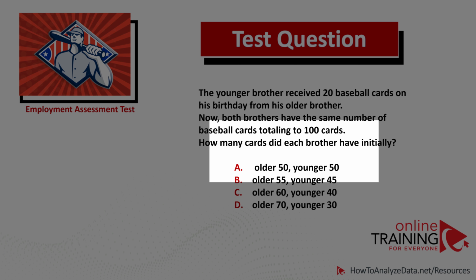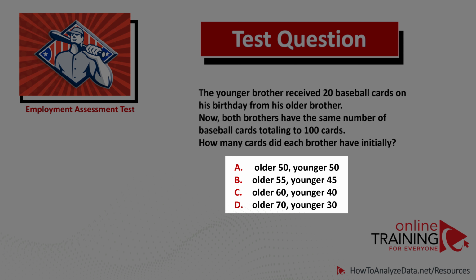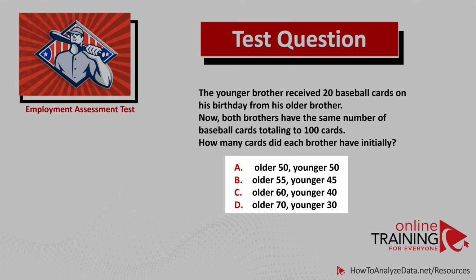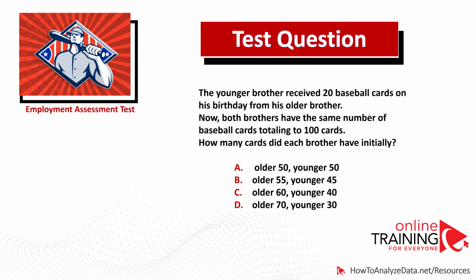And you have 4 choices. Choice A, older 50, younger 50. Choice B, 55 and 45. Choice C, older brother 60, younger brother 40. And choice D, older brother 70 and younger brother 30. Do you think you know the answer? Let's see if we can get to the correct solution together.